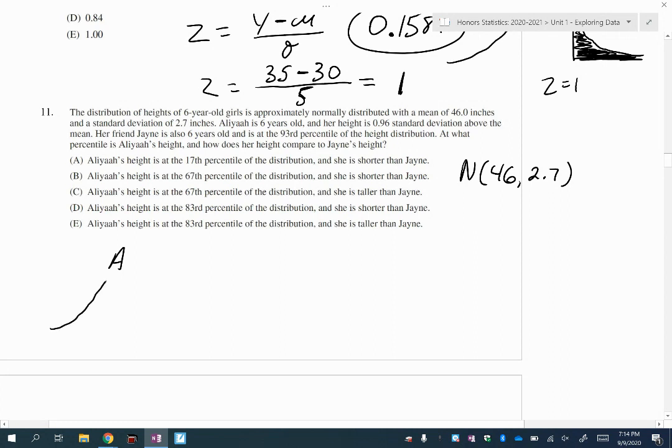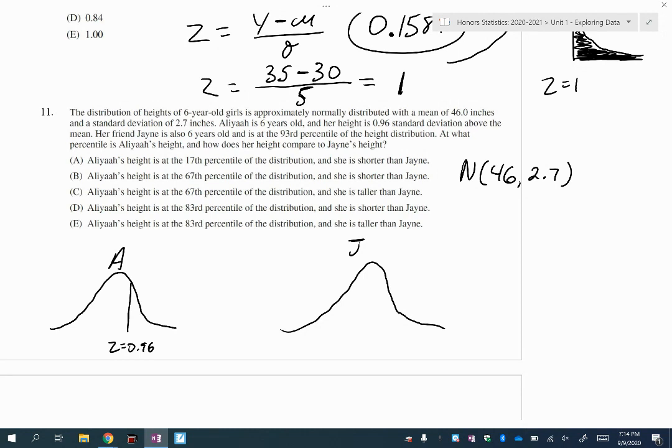So if I were to draw the curve, 0.96 is right here, and that's where she is on the curve. All right, it says her friend Jane, so J, is also 6 years old, and it says Jane is in the 93rd percentile.